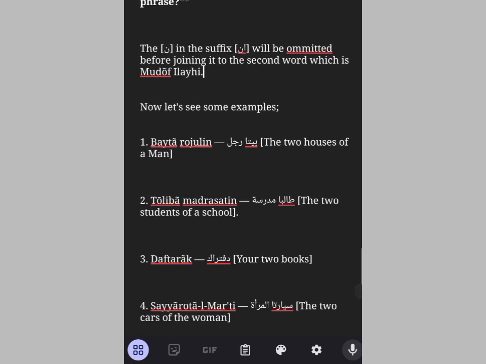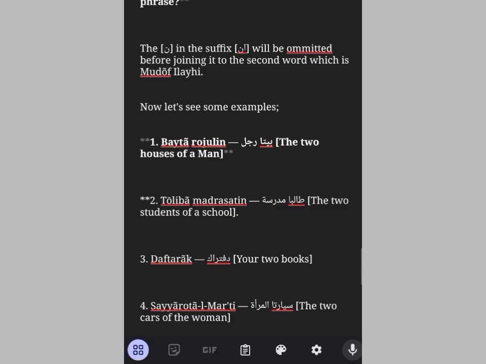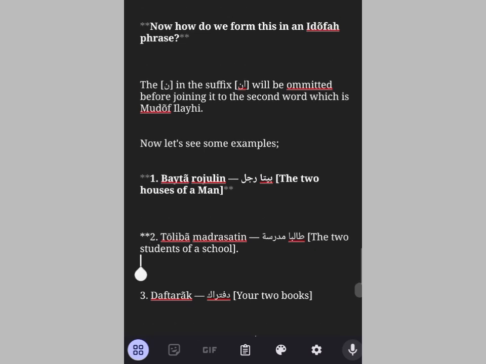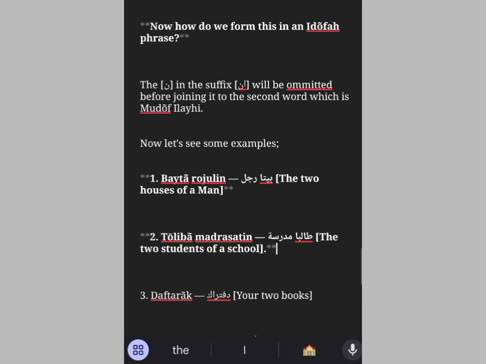If that is taken, let's see some examples. Now we want to say the two houses of the man. We're going to say Bayta Rajulin. We have Baytani plus Rajulin, so it becomes Bayta Rajulin. You remove the noon. This is very important. Take note of that. Bayta Rajulin. So that's what happened there.